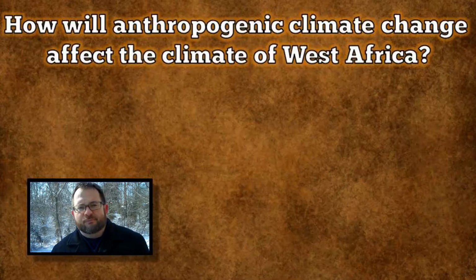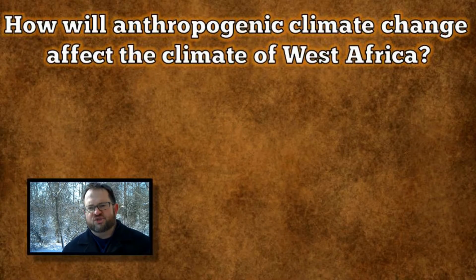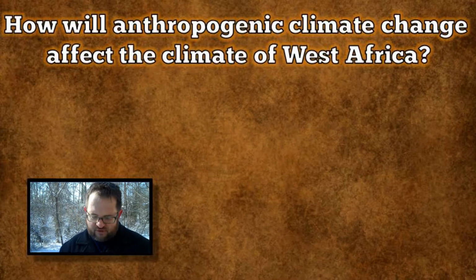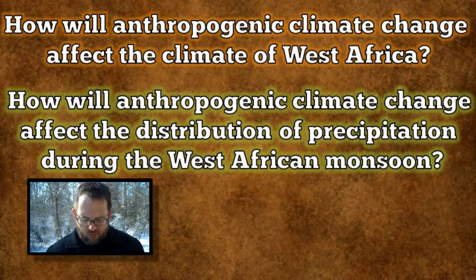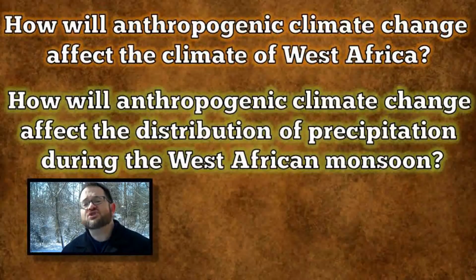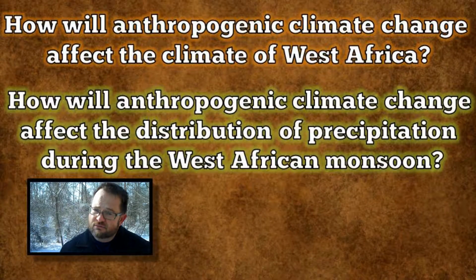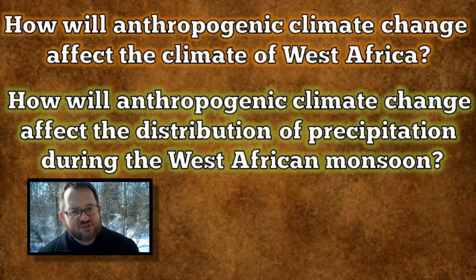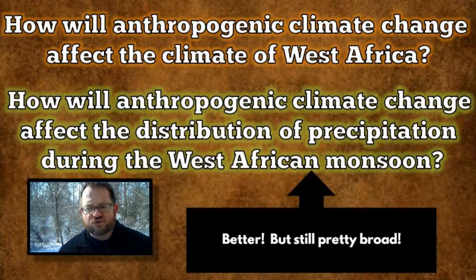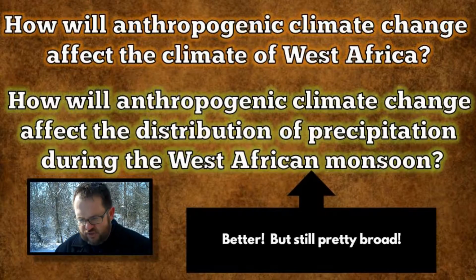So if I took a very broad question, like, how will anthropogenic climate change affect West Africa? A better, more focused question would be, how will anthropogenic climate change affect the distribution of precipitation in the West African monsoon? Now, that starts sounding awfully specialized, but you need an awfully specialized question so that you can really understand and get a handle on one chunk of a big, complicated problem. This is definitely a better research question.